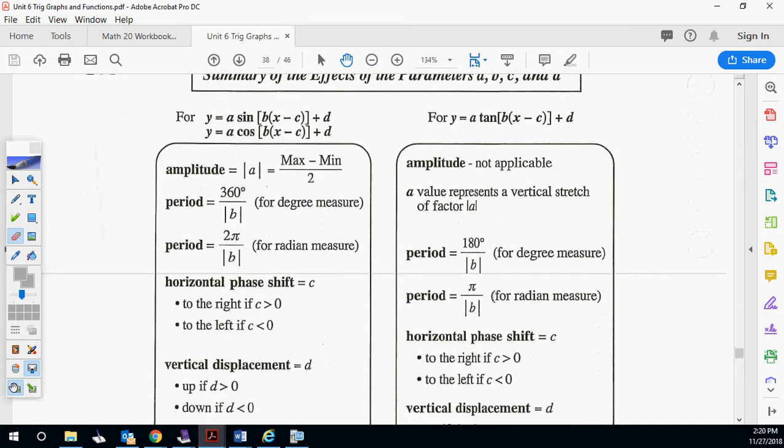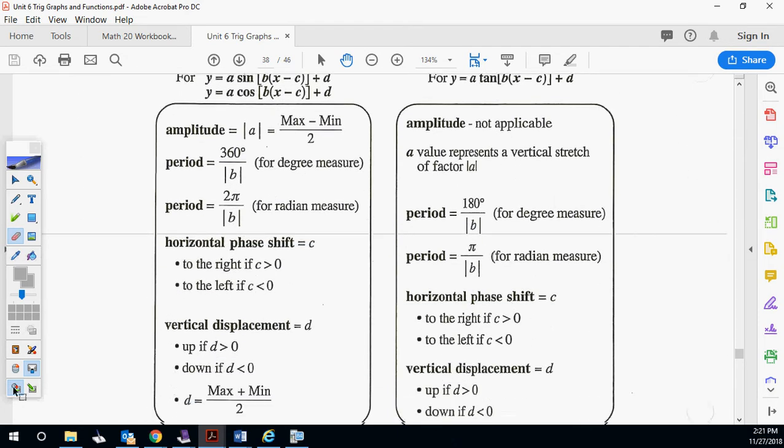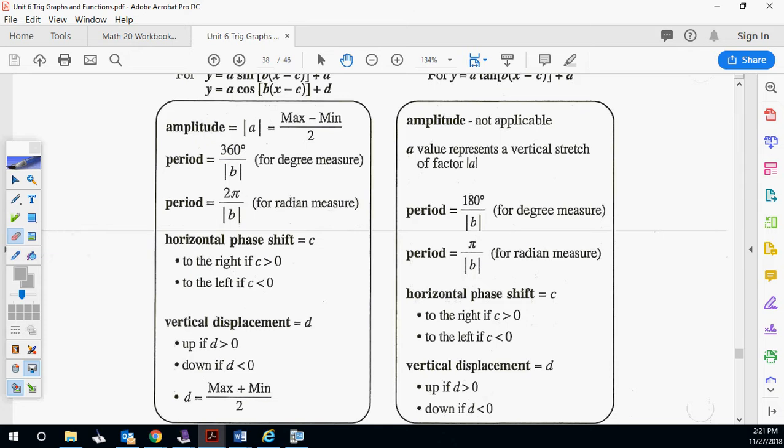Okay. Summary of effects. So again, talking about sine and cosine. Amplitude is still max minus min divided by 2. Period is still 360 or 2 pi divided by b. Horizontal phase shift, again, if you see the plus, you move left. You see the minus, you move right. Vertical displacement, up if you're positive, down if you're negative.